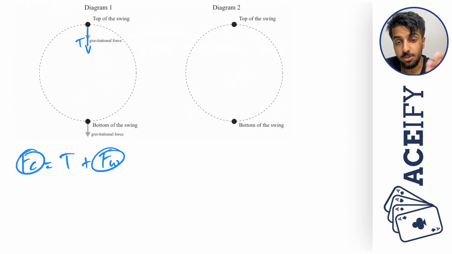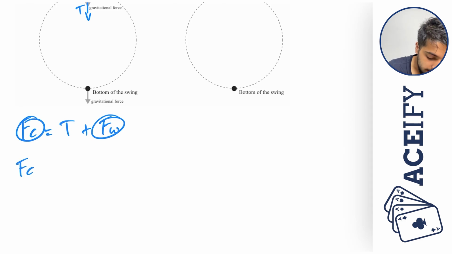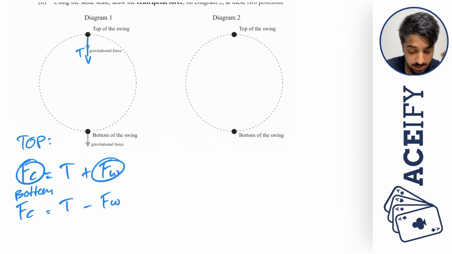Now at the bottom of the circle, that is a different story entirely, because our centripetal force at the bottom, so this is at the top, and now at the bottom, the centripetal force is provided by the tension minus the weight force now. The reason why it's minus is because the centripetal force is provided by the net force that is pointing inwards to the circle. Now, as you can see, the gravitational force is pointing outwards, and that's the opposite direction to what we want, so that's why we minus.